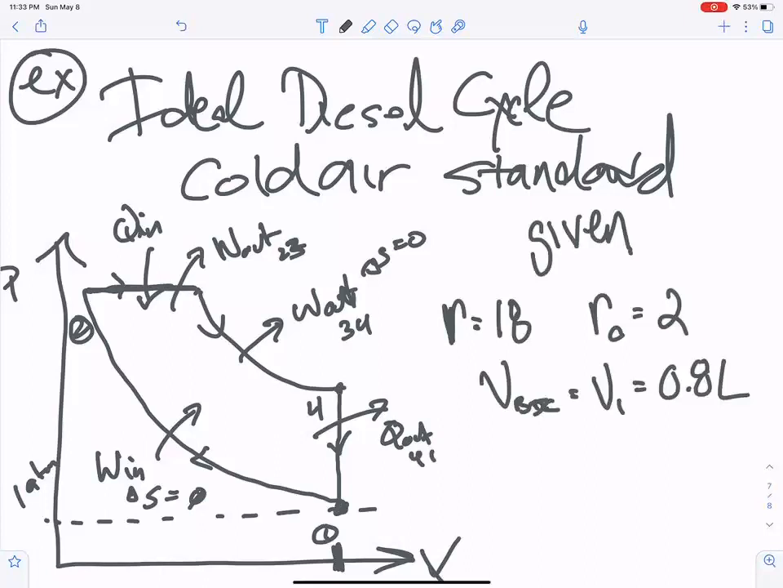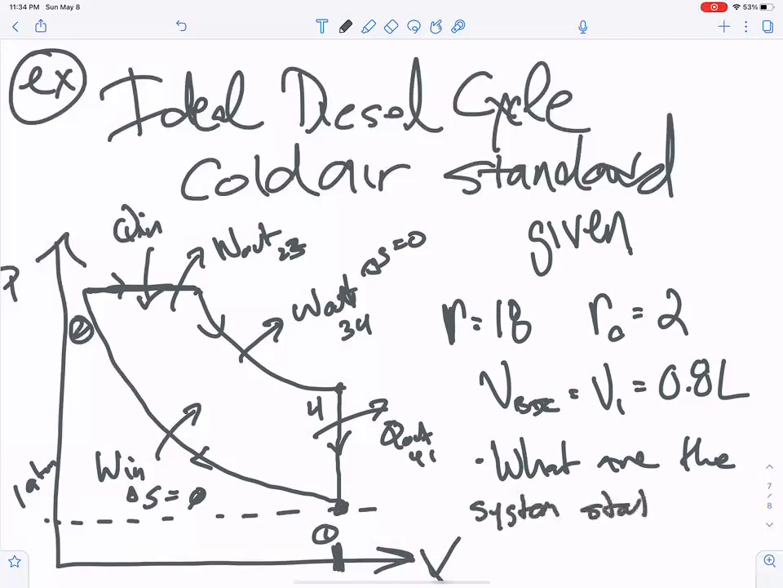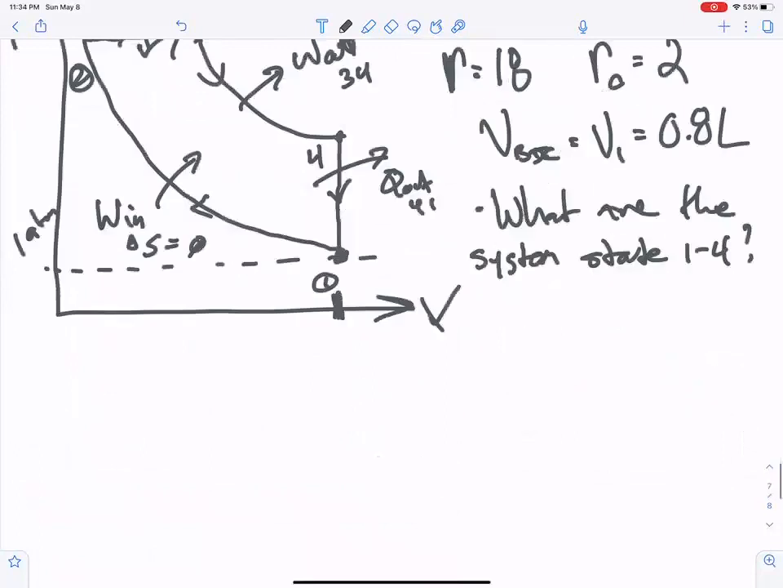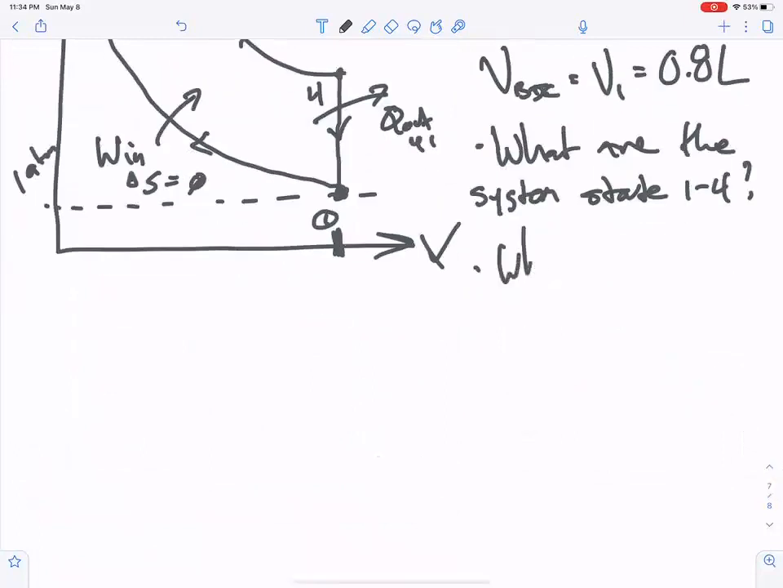Okay, so the questions are, what are the system states 1 through 4? We'll find that. What is the thermal efficiency of this diesel cycle under cold air standard assumptions?